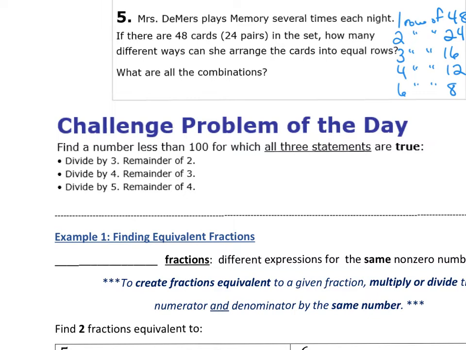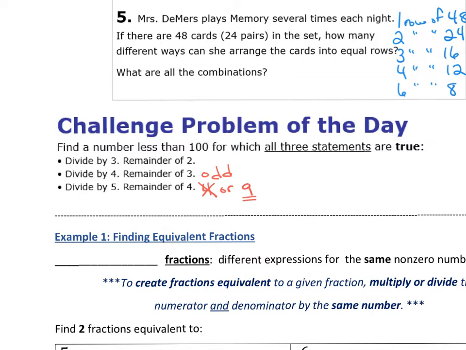Now for the challenge problem. I started with the last clue. If you divide by 5, it has a remainder of 4. That means the number is either going to end in a 4 or a 9. Then I look at the previous clue, says divide by 4 and has a remainder of 3. That tells me, first off, it needs to end in an odd number. So it can't end in 4. So therefore it must end in 9.